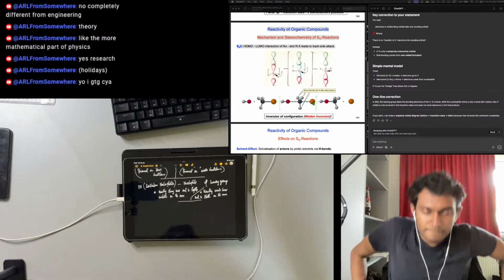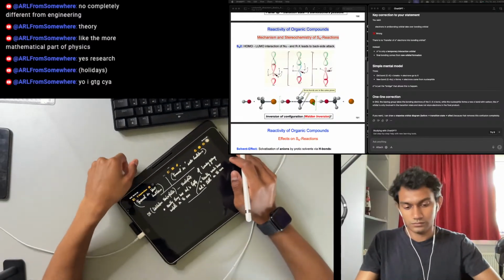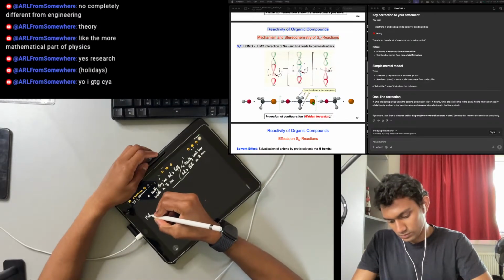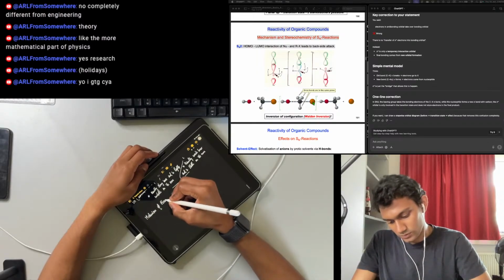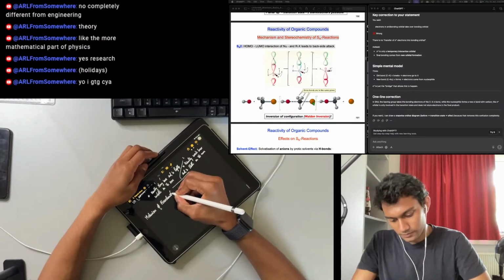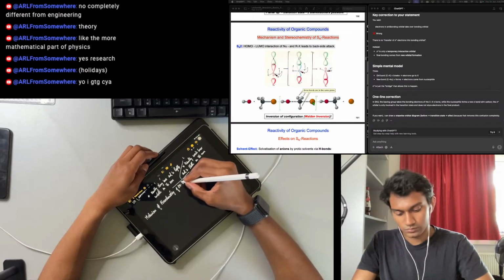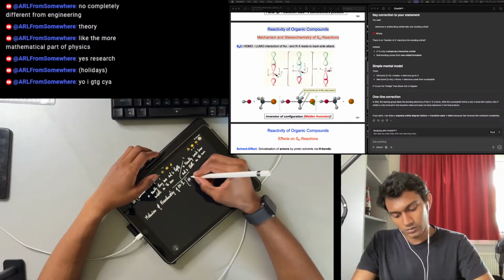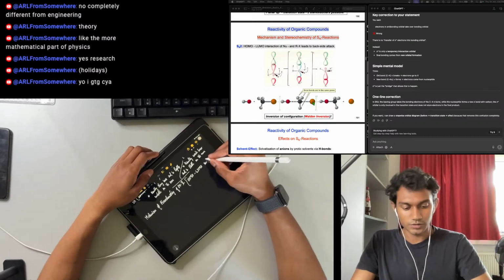Okay. Mechanism and stereo. SN2. HOMO, LUMO interaction.